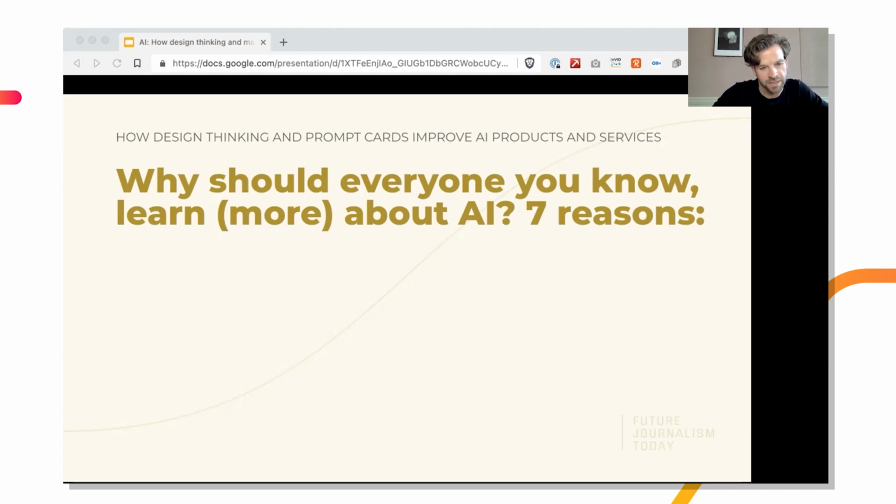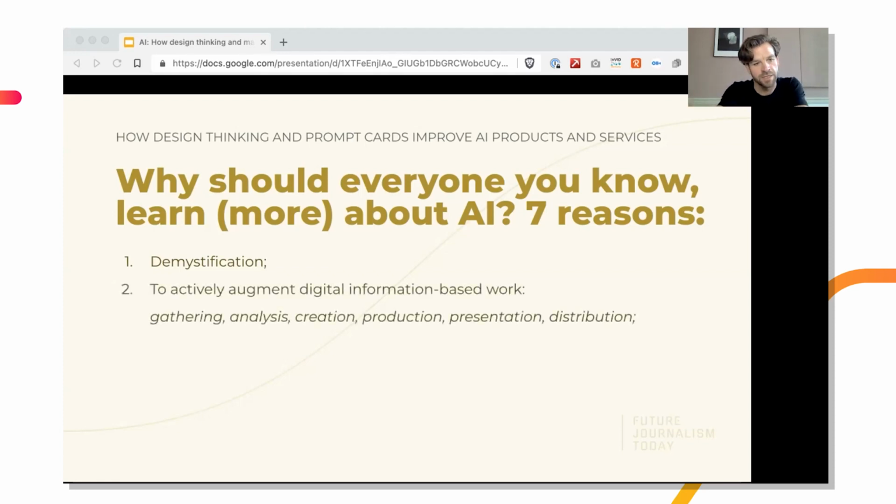Well, I think these are all great answers, and I think they reflect, to avoid discrimination, they reflect what I've come up with. So let me just go there. This demystification, obviously, we should take away the magic and the fears from the perceptions that people have by just showing them and having them experiment and develop their own understanding by doing, probably by seeing, by watching, by discussing, but also by doing. To actively augment digital information-based work. It could be for information gathering, analysis, creation of content, production, presentation, and distribution, because everyone gets to work with it. I think that was in the chat as well.